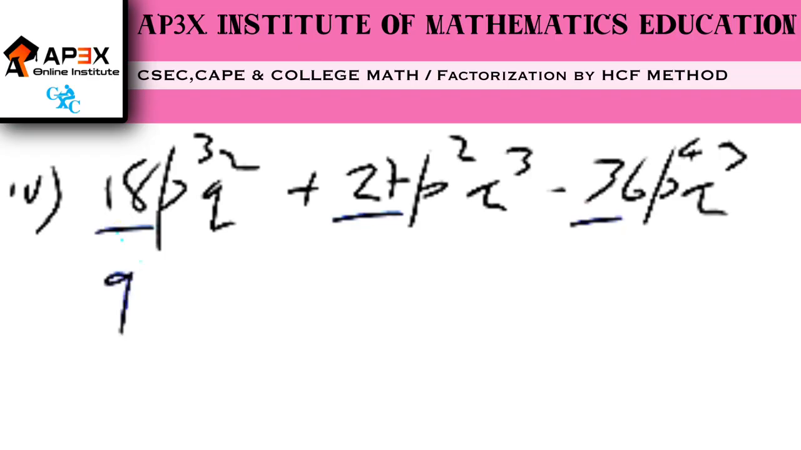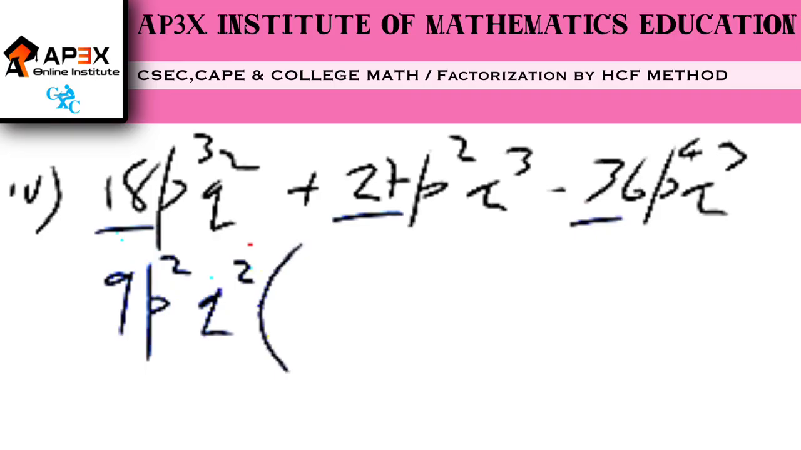All right, so let's check to see if all the P's are repeating. We have P cubed, we have P squared, and we have P to the fourth. Just as we've been emphasizing in the previous examples, the variable with the lowest power has to be your HCF. So in this case, P squared is your HCF. Now we have Q squared, we have Q cubed, and we have Q cubed. So there's two Q cubes and one Q squared. Evidently then Q squared is lower than the two Q cubes. So therefore 9P squared Q squared is our HCF.